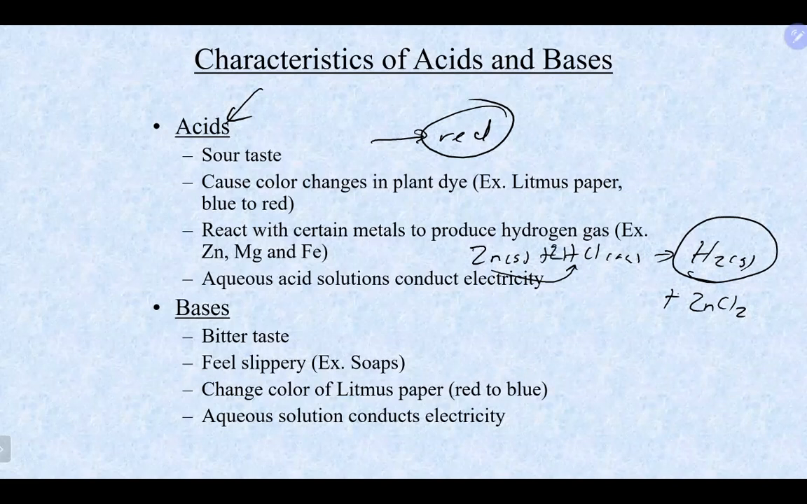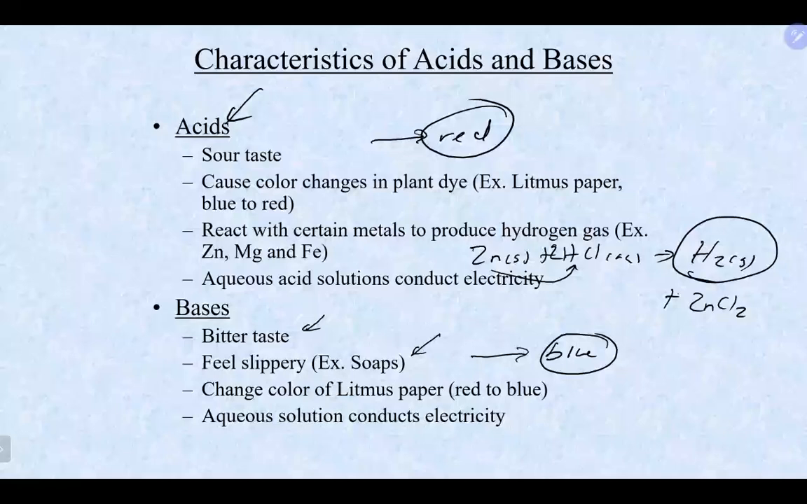Aqueous acid solutions conduct electricity. As we talked about earlier today, if it is a strong acid, it will be a strong electrolyte and conduct electricity really well. If it's a weak acid, it will be a weak electrolyte. Bases, on the other hand, have a bitter taste. A lot of bases are soaps, drain cleaner, and stuff like that. If litmus paper stays or turns blue, that means basic. Strong bases are strong electrolytes, which conduct electricity, and weak bases will also slightly conduct electricity.